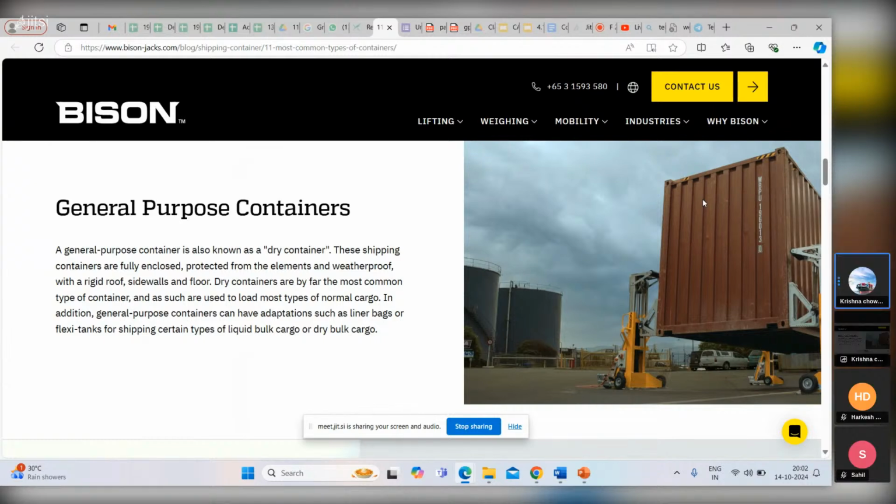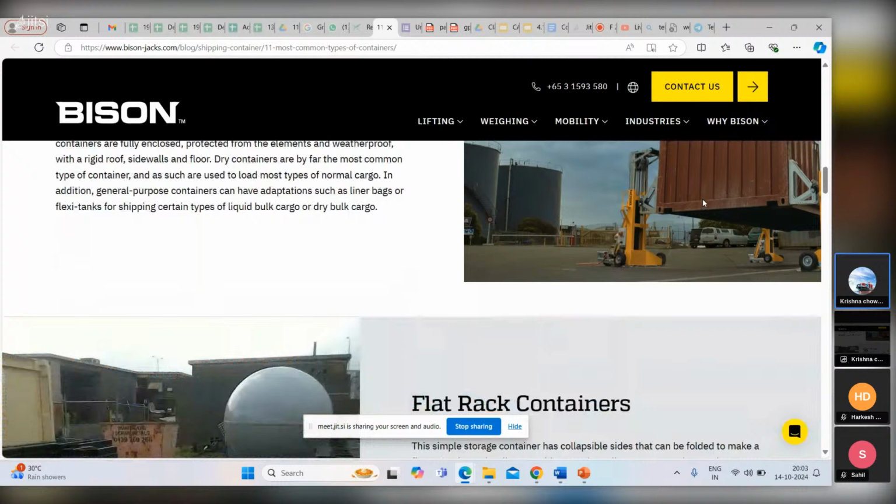Dry containers are by far the most common type of container. This is the simplest, most common type of container, which you see everywhere in ports, railway yards, and container depots. As such, they are used to load most types of normal cargo. In addition, general purpose containers can have adaptations such as liner bags or flexi tanks for shipping certain types of liquid bulk cargo or dry bulk cargo.